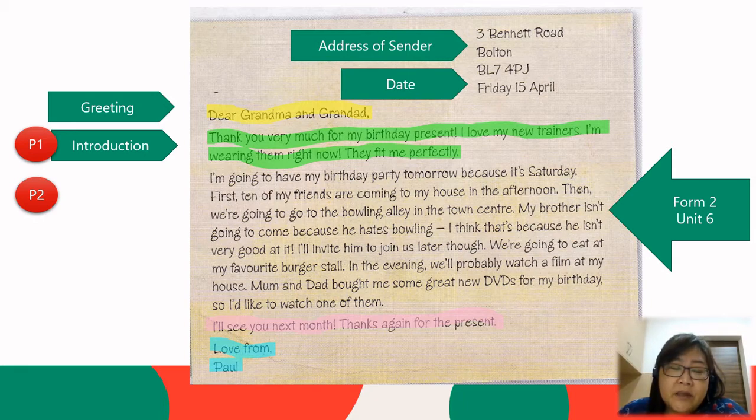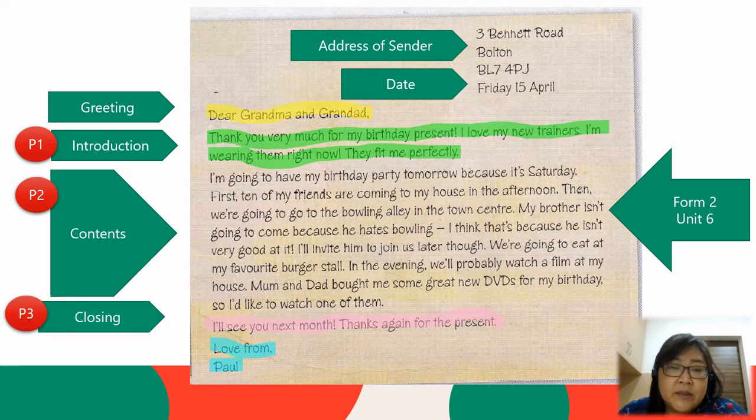We are going to eat at my favorite burger stall. In the evening, we'll probably watch a film at my house. Mom and Dad bought me some great new DVDs for my birthday, so I would like to watch one of them. Then we have the closing, which is the next paragraph. So here it is, paragraph 3. I'll see you next month. Thanks again for the present. And then you sign off by writing love from Paul.